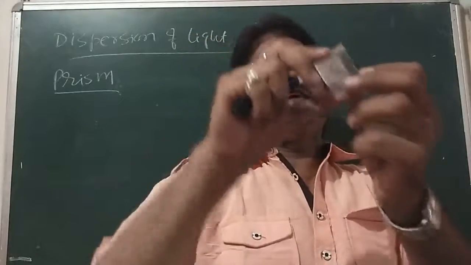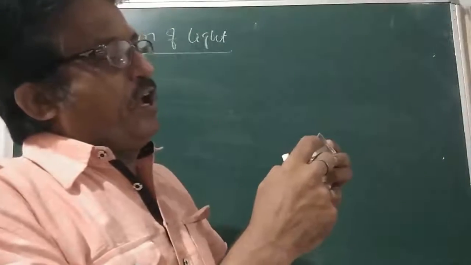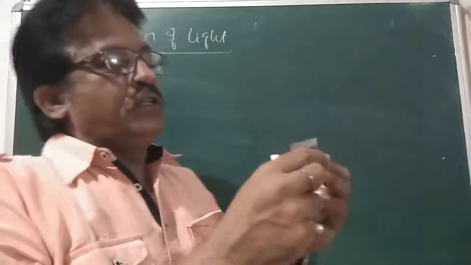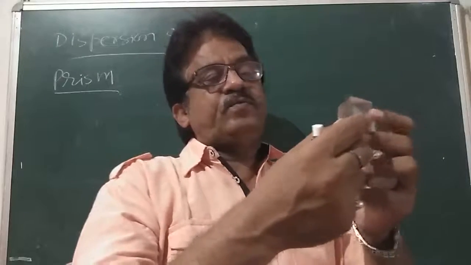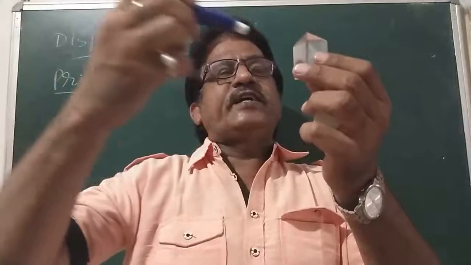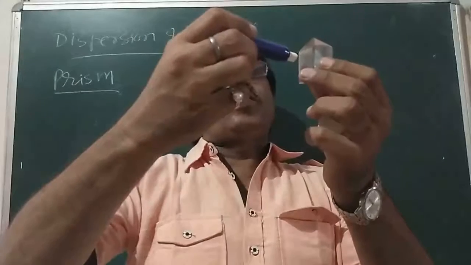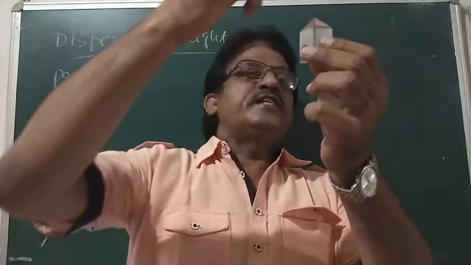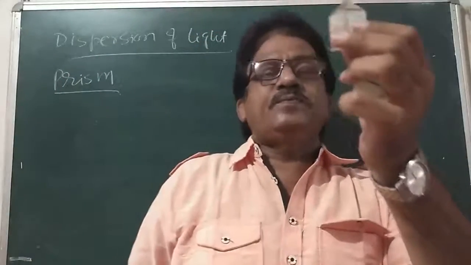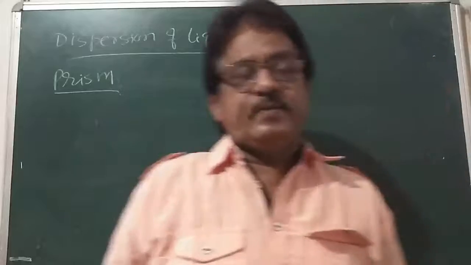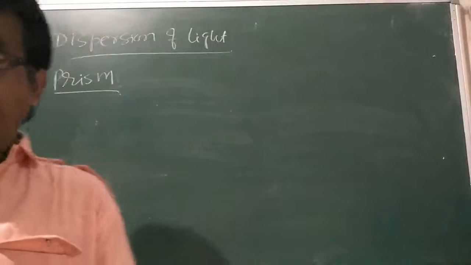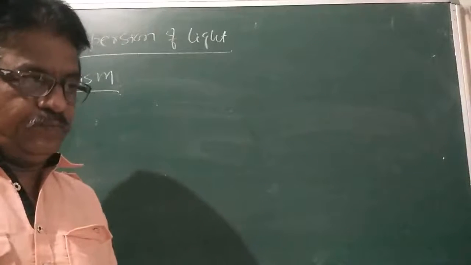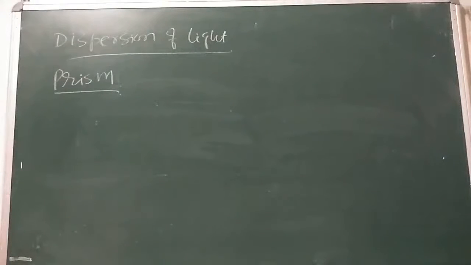Here we can say this angle is called angle of prism. Here are the two refracting surfaces. Suppose when the sunlight enters on one face of a prism, we can see on the other side of the prism 7 different colors, and those 7 different colors are called a visible spectrum. We will see that later on.